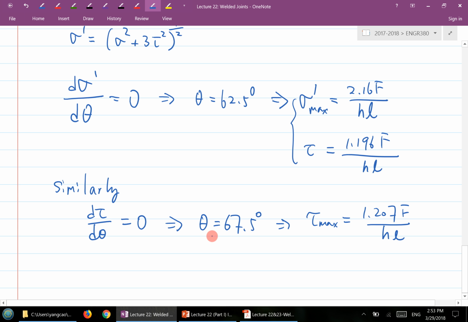And if you plug this theta value into the sigma, you also get a maximum value, 0.5 F over HL. But this is actually smaller than tau, so we don't really have to worry about this. But this is something we're going to have to use to compare. Okay? So that's the analytical approach here.